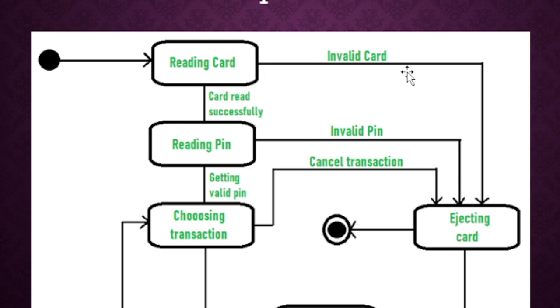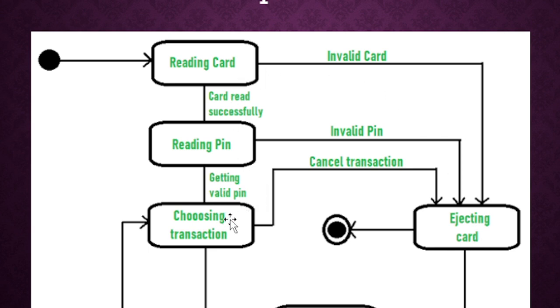Let's suppose it is an invalid card. So there is a condition, that condition is whether the card is valid. If the card is invalid, then the card is ejected straight away, and there will be no other execution. And if it is read successfully, then it is asked to read the pin. And again, if the pin is invalid, it is obviously ejected.